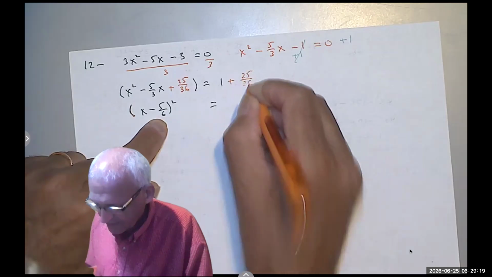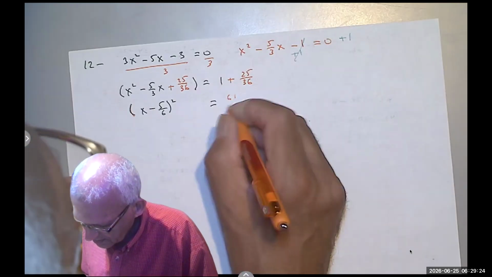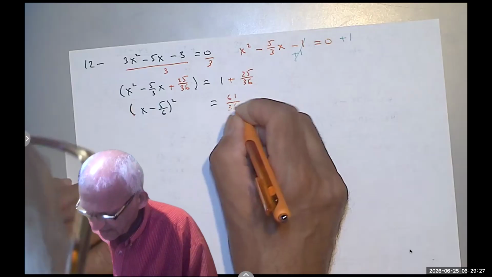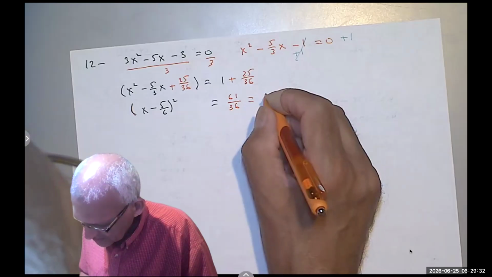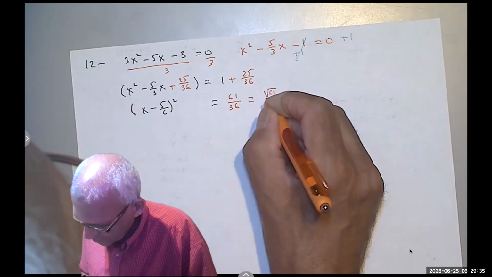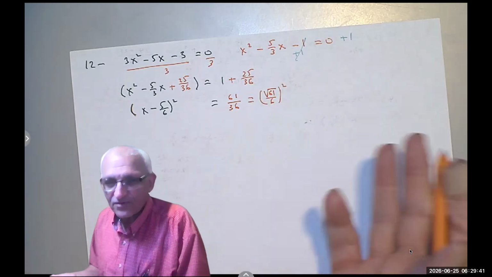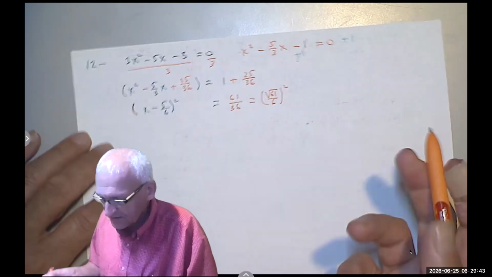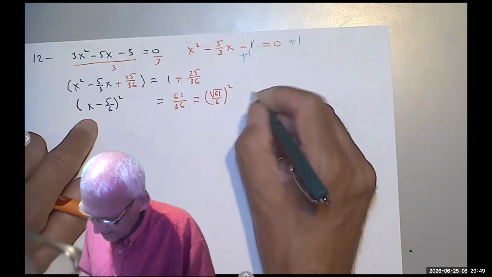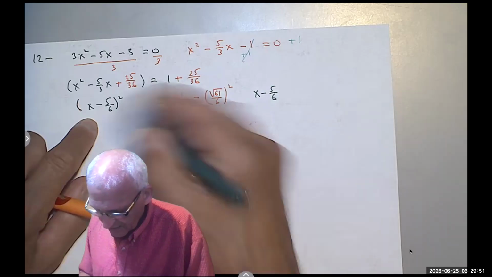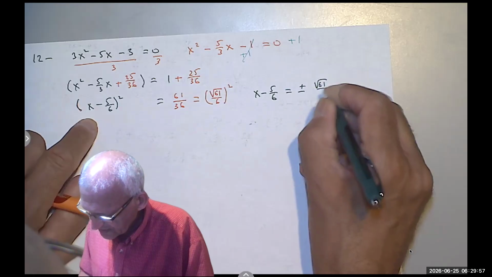25 over 36, which is 61 over 36, which can be written as (square root of 61 over 6) squared. I can write square root of 61 over 36, but I know the square root of 36 is 6. So when I take the square root of both sides, x minus 5/6 equals plus or minus the square root of 61 over 6.